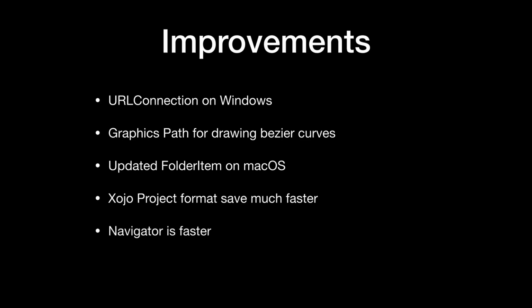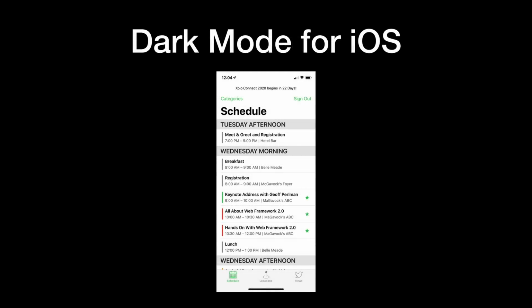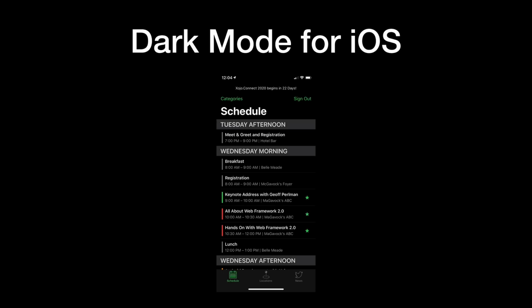We made the navigator faster. We added list box iterators, which makes your code cleaner, easier, and a little faster if you're iterating through all the rows of a list box. We also added dark mode for iOS. In this example, I'm using the conference app, and you'll see that app in other parts of my presentation.